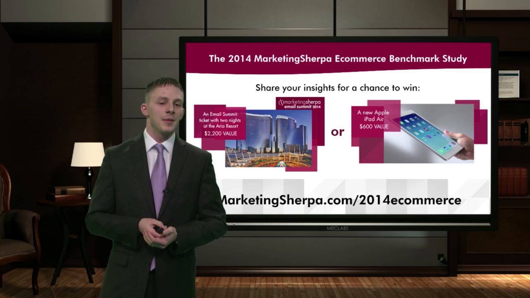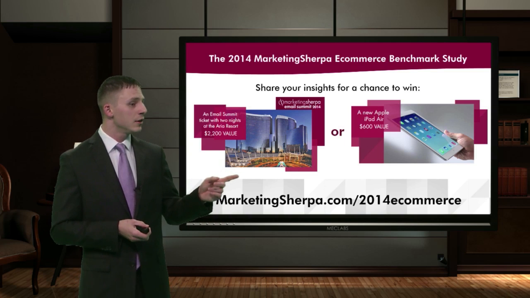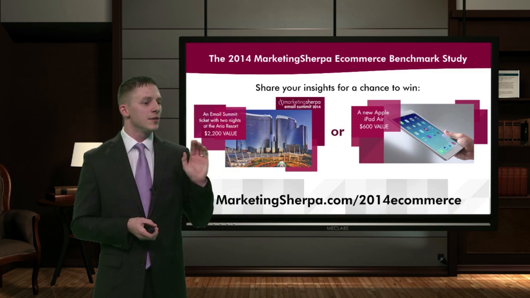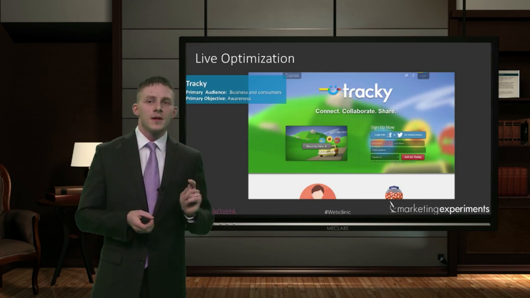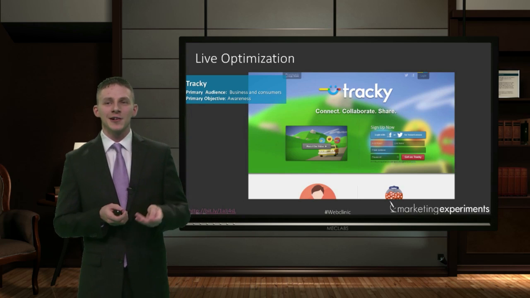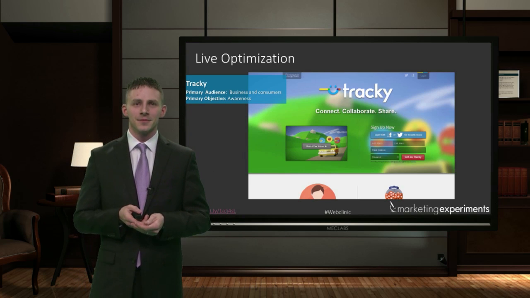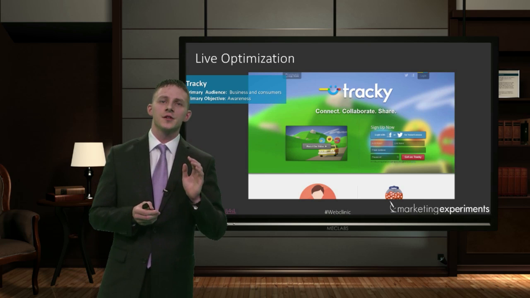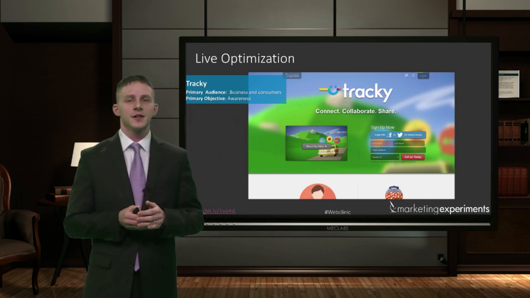So let's go to live optimization. I probably have time for at least one. Is that right? And then I need to go to one final experiment. So let's take a look at Tracky. Their primary audience is, I'm reading on the screen, business to consumers, and their primary objective is awareness.